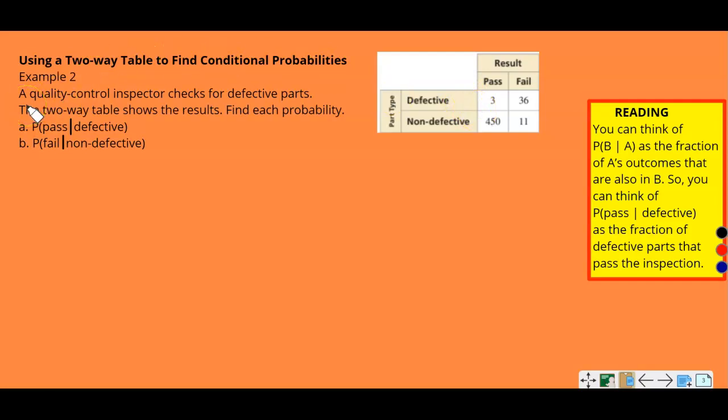A quality control inspector checks for defective parts. The two-way table shows the results. Find each probability. A part, find the probability of pass given defective. B part, find the probability that fail given non-defective. All right, so let's look at A first. We want to look at the ones that pass given that they're defective.